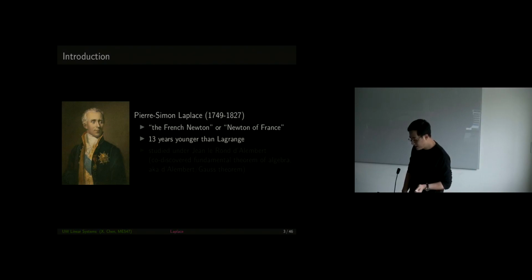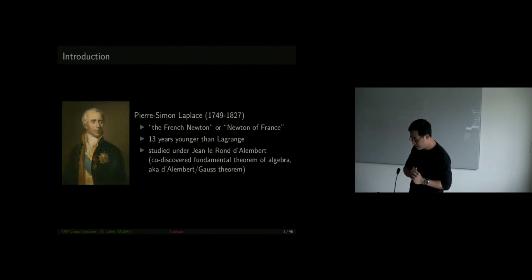And then he studied under this mathematician, D'Alembert, who actually is very famous, who is the co-discoverer of the fundamental theorem of algebra with Gauss. So D'Alembert, the fundamental theorem of algebra, as a side note, is very intuitive nowadays, but was a very difficult to prove concept at that time.